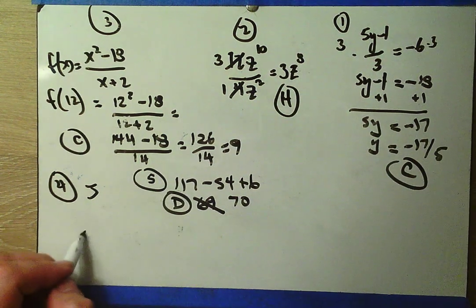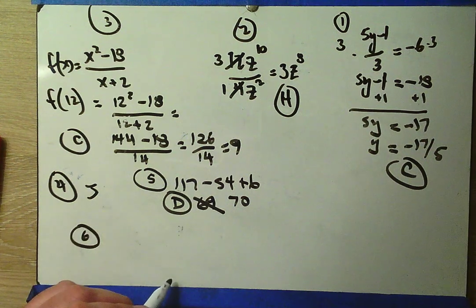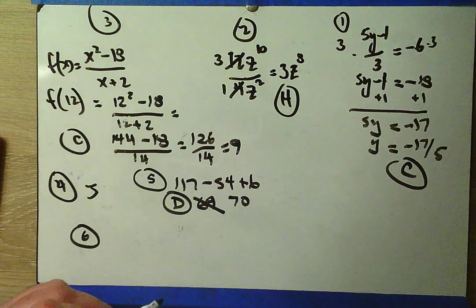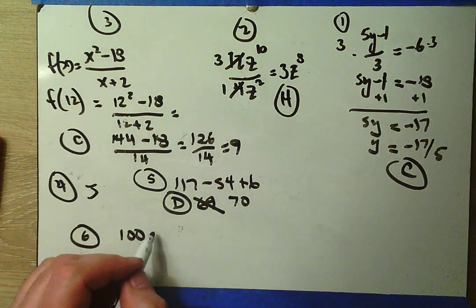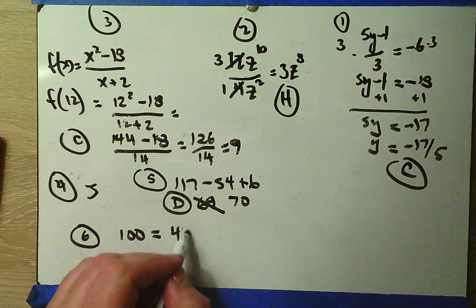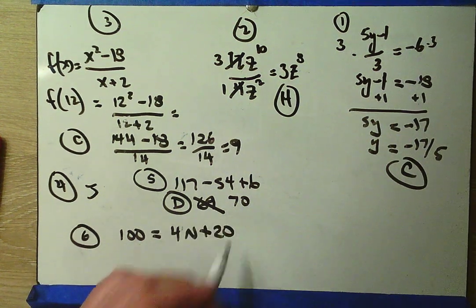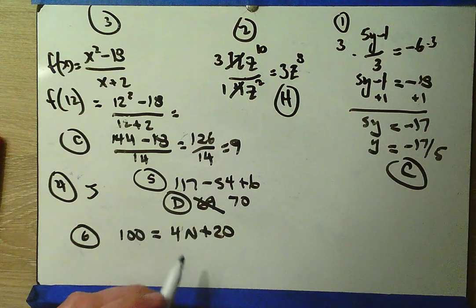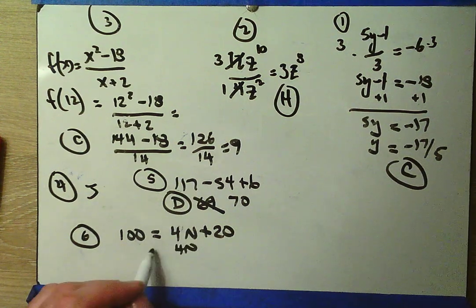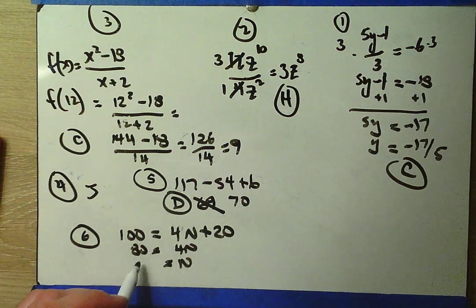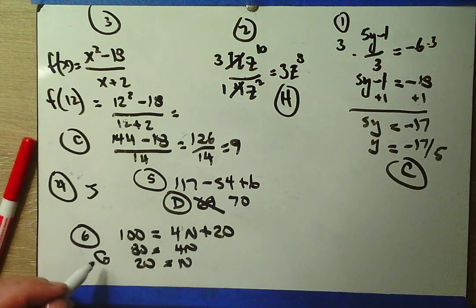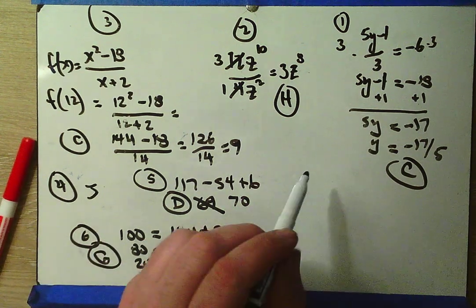6. Restaurant, 4 napkins at each table, plus 20 extra napkins held in reserve. If the restaurant has 100 napkins, okay, so 100 equals 4 napkins for each table, plus an extra 20. If I solve this equation, I end up with 4n equals 80, and so n, the number of tables, equals 20. There are 20 tables here, so 6 is G. And 7.